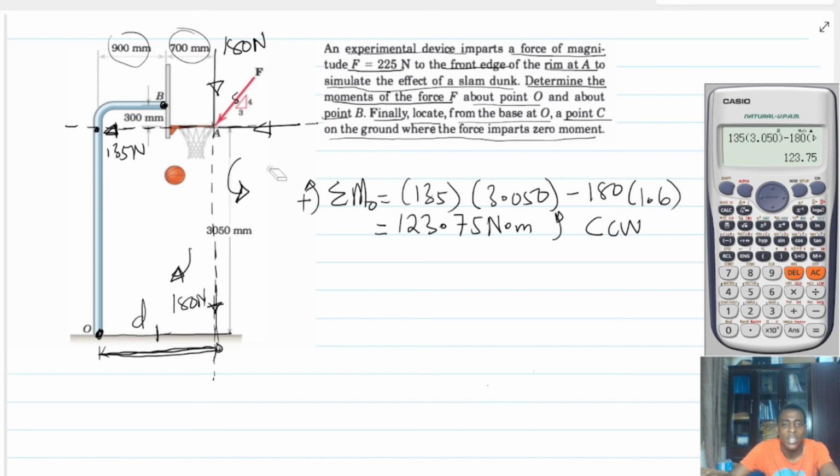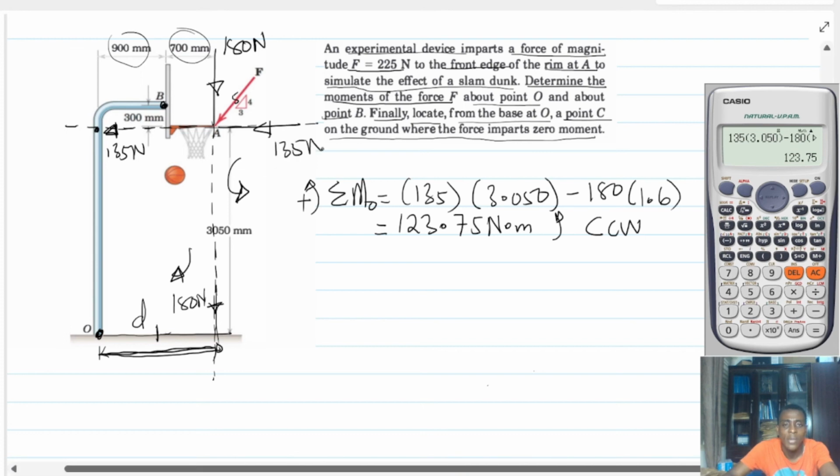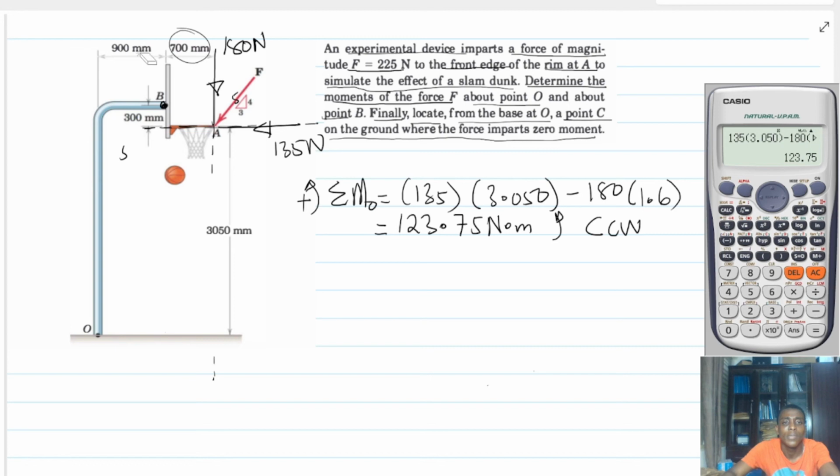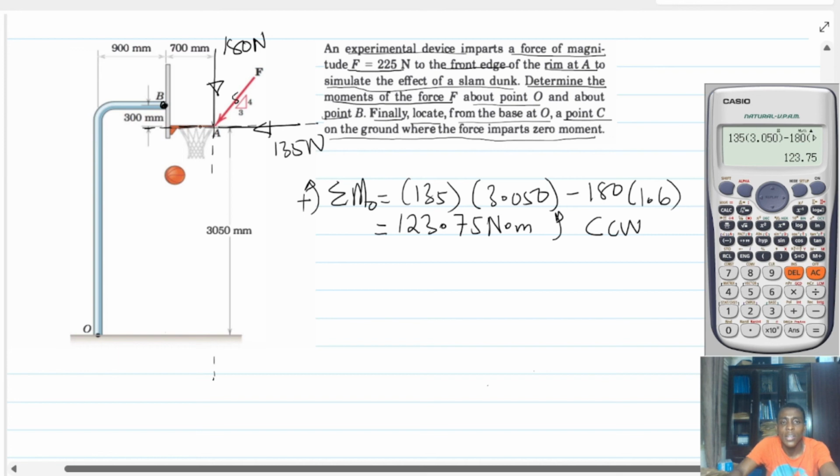So let me clean everything. No, I will leave the forces and let me clean all these ones. So now I want to find the moment about point B. So we are going to use the principle again. If I want to find the moment about point B, I will draw the line of action of this force, which is 135, and that line is this line. The distance which is perpendicular to meet the point B must be this distance, which is what? 300 millimeters.